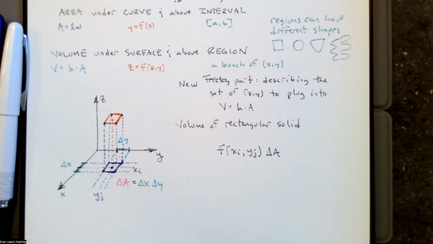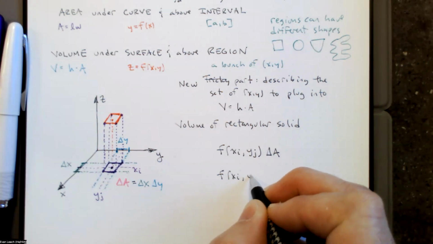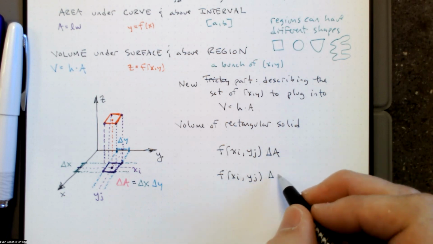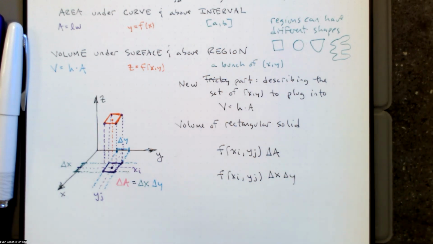We could also think of delta A as an area, delta x by delta y. So we can also think of this as f at xi, yj times delta x times delta y. We're calculating volume the same way we always calculate volume: length times width times height, or in this case, height times length times width. The names don't matter.